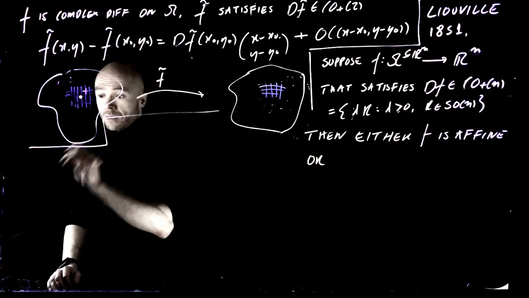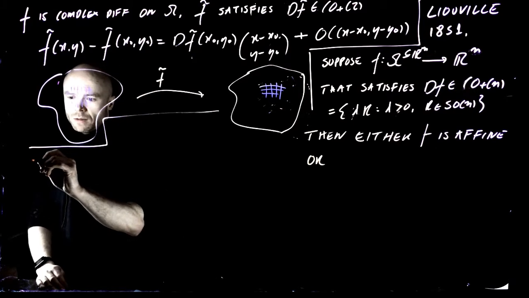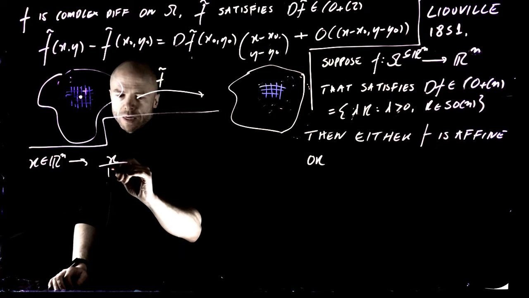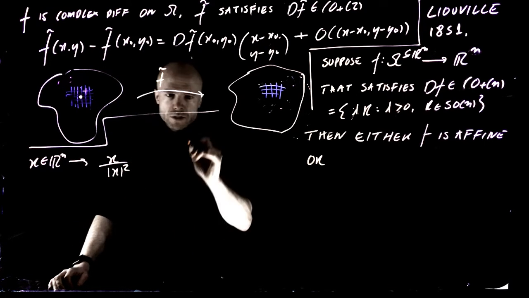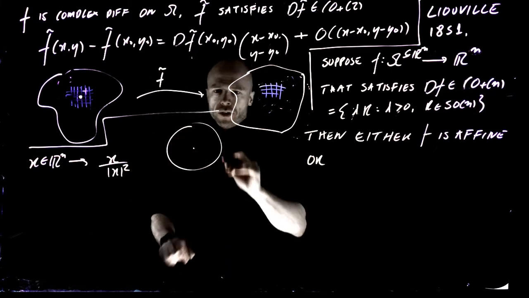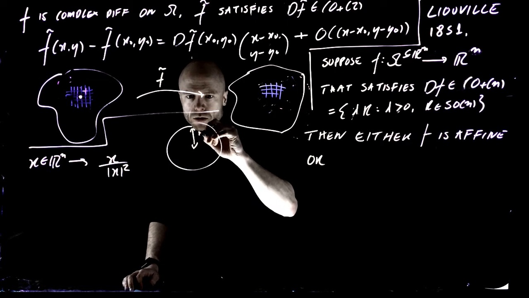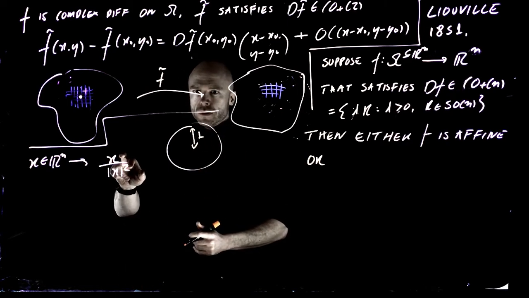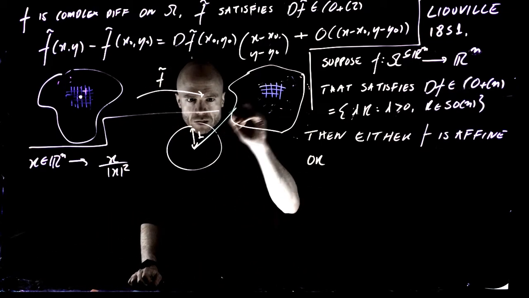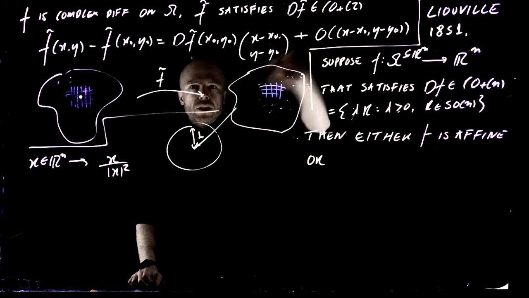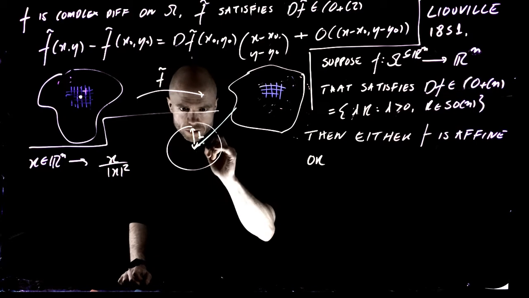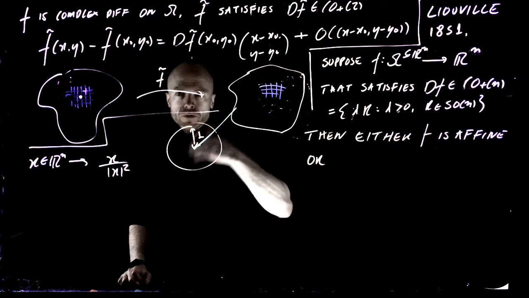So first, notice the following. If we take x belonging to Rn, and we send it to x over absolute value of x squared, what does it do? That thing is inverting through the boundary of the sphere. On the boundary of the sphere of radius 1, it doesn't do anything, right? But if we are close to the origin, then we get sent down a ray out towards infinity, right?